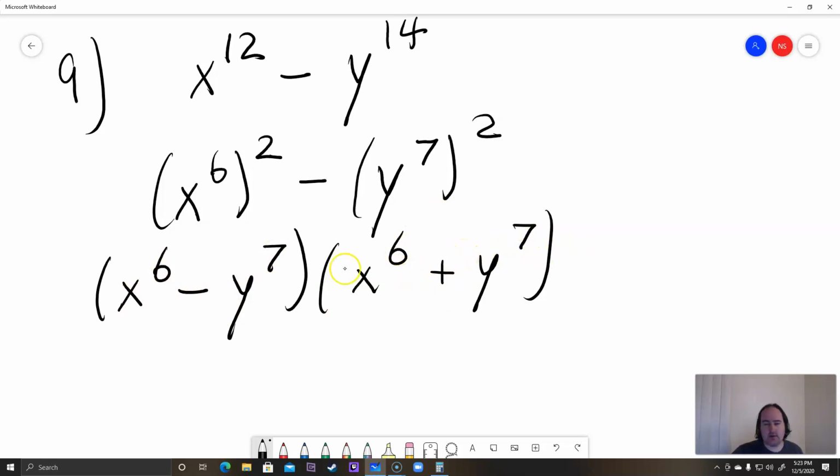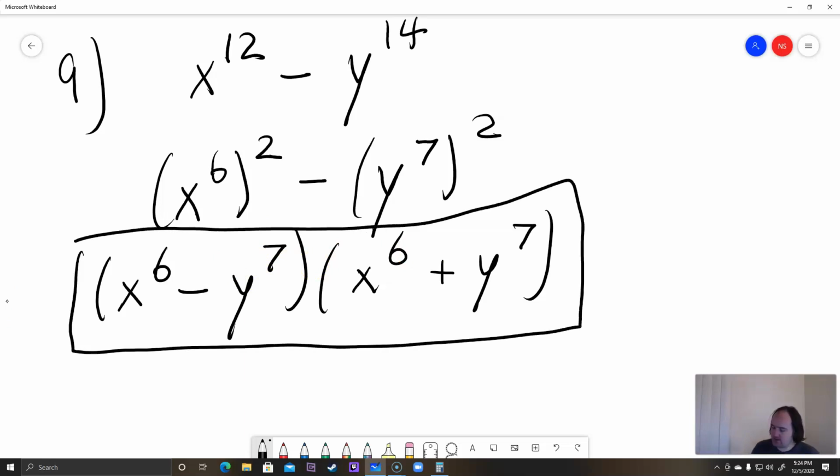You can't write this one as the sum of cubes or the difference of cubes, because again, 7 is not a power of 3, so we can't rewrite that as the sum or difference of cubes. So this is actually our answer. So our answer is actually x to the 6th minus y to the 7th times x to the 6th plus y to the 7th.